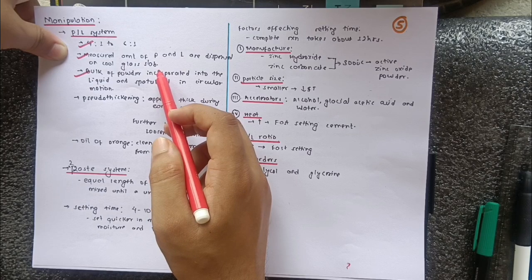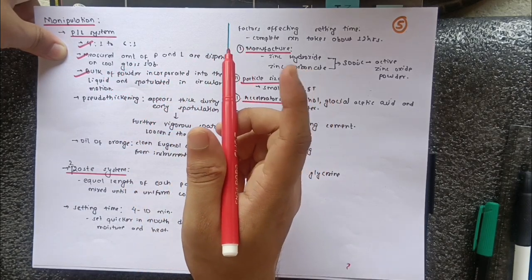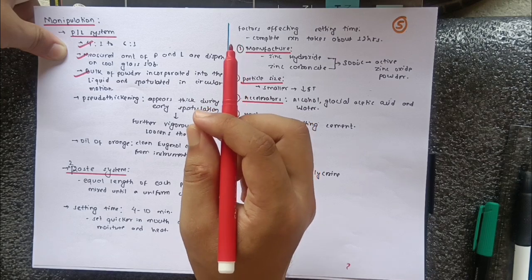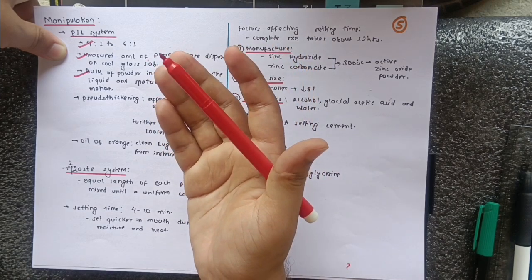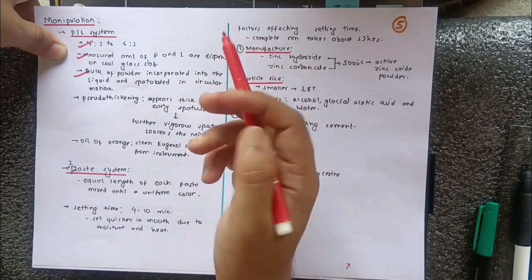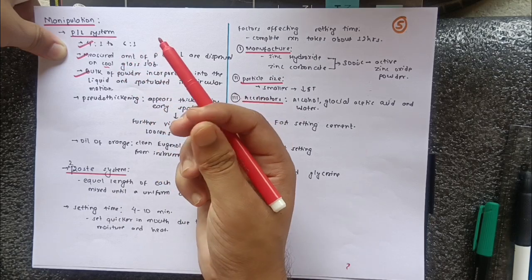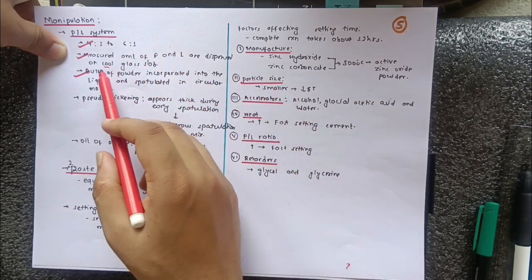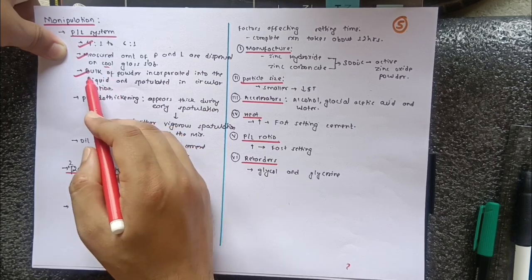One thing I want to add here: the major amount of powder and liquid are dispensed on the cool glass slab. It was compulsory in zinc phosphate, because the reaction was exothermic there, so you can't afford to miss the cool glass slab in zinc phosphate. Here it is not so compulsory, but usually the glass slab is cool. Every reaction has a little production of heat too, so we use a cool glass slab, and the bulk of the powder is incorporated into the liquid. This is important here.